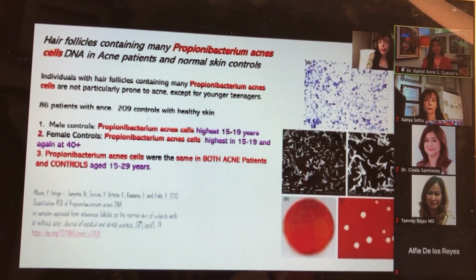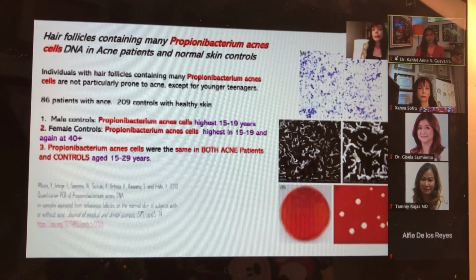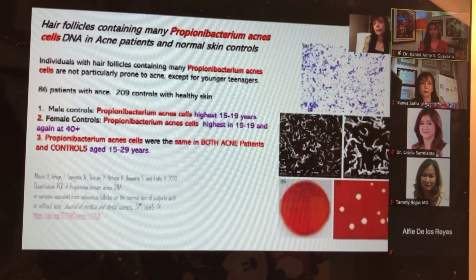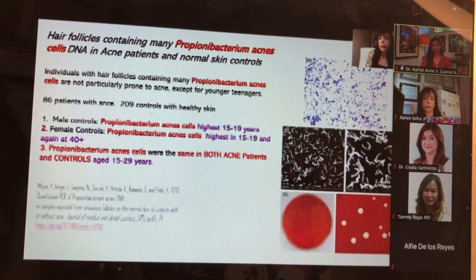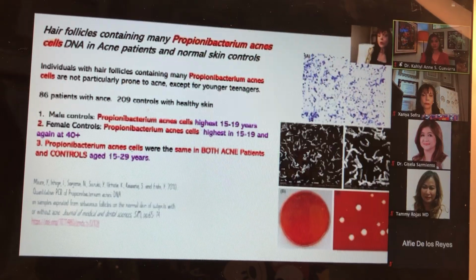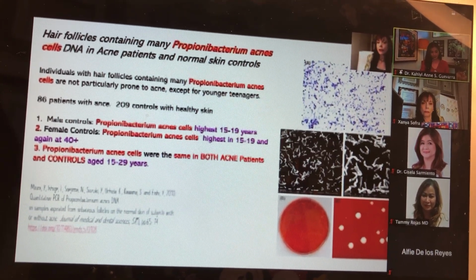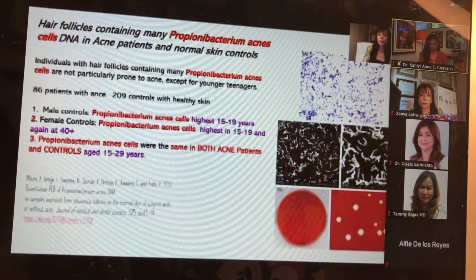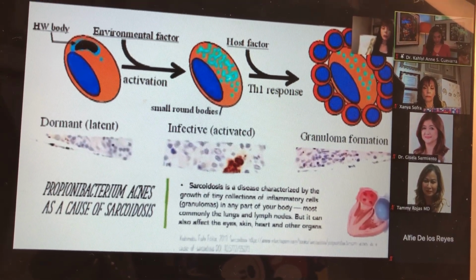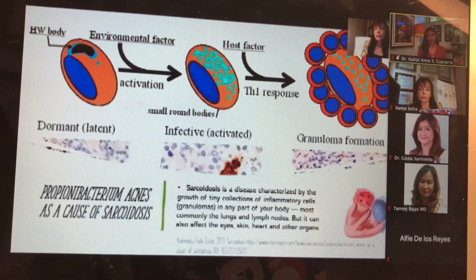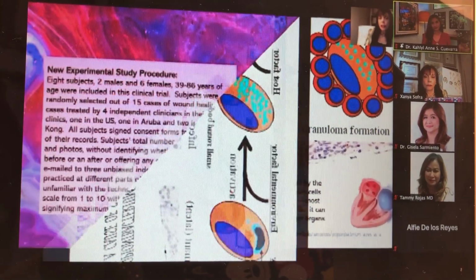This is a very interesting study because it basically states that Propionibacterium acnes cells are not the only reason for acne. Acne is a conglomeration of many different things that includes environmental factors and inflammation. Propionibacterium acnes has been found to be one of the main causes of sarcoidosis, a disease characterized by the growth of tiny collections of inflammatory cells.